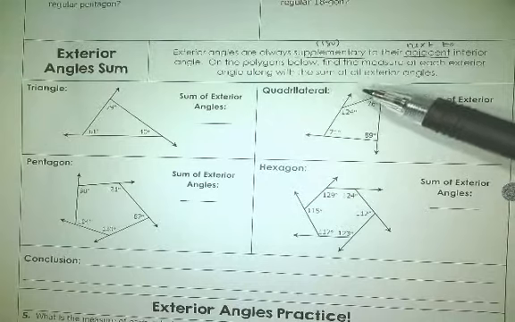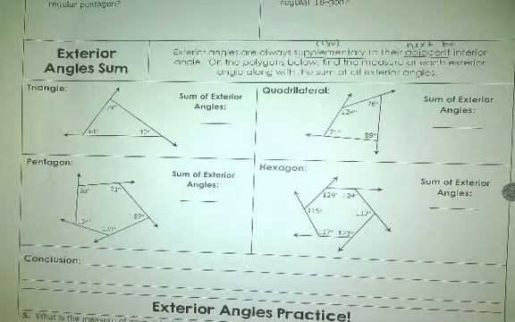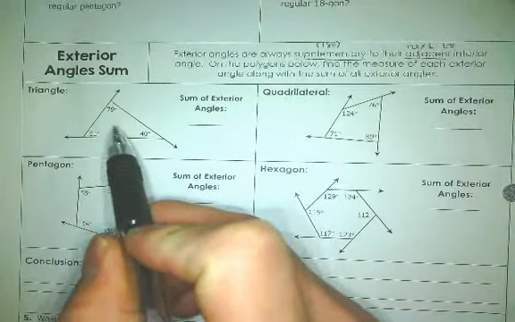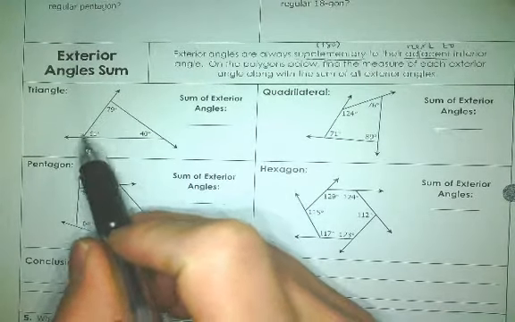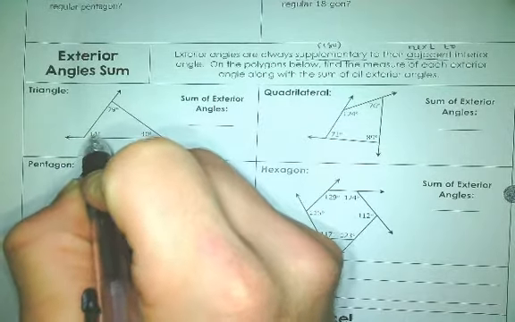On the polygons below, we're going to find the measure of each exterior angle along with the sum of all exterior angles. So the first one, we have a triangle. We're going to find three exterior angles. I'm going to start down here in the bottom left.